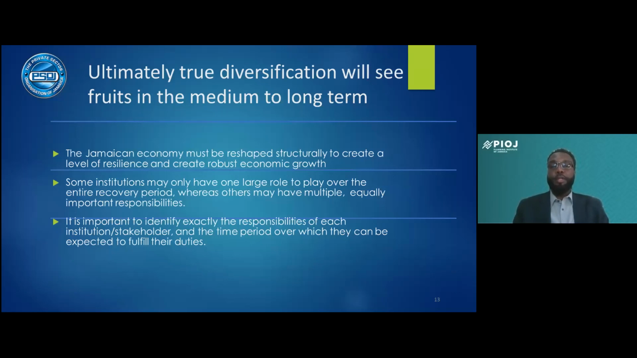Now, ultimately, true diversification will see fruits in the medium to long term. The Jamaican economy must reshape structurally to create a level of resilience and a robust economy and robust economic growth. Some institutions may only have one large role to play, while others may have multiple. Looking at the MSME space, understanding the trajectory of MSMEs in terms of economic build-out speaks to the fact that the MSME space is the backbone of any economy. And formalizing this space as much as possible and ensuring that we diversify and digitize this space will help in terms of building a more resilient economy. It is important for us to identify exactly the responsibilities of each institution, stakeholder, and the time period over which they can be expected to fulfill their duties.